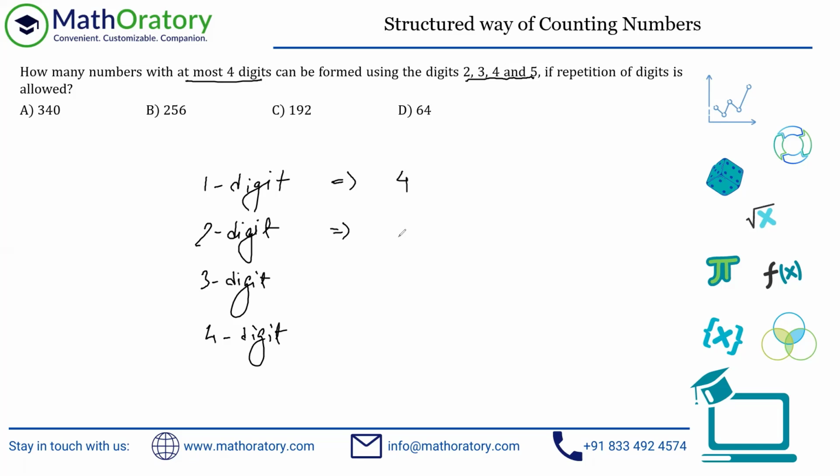For 2-digit numbers, there are 2 places out here. 1 digit will be occupying one of the places. Since repetition is allowed, each of these places can be occupied by any of the 4 digits, right? So a total of 4 square options are there. Similarly, for 3-digit, you have 3 places. Each of these can be occupied by any of the 4 digits, no restriction. So there will be 4 cube options. For 4-digit numbers, again, similarly, you can do this. There will be 4 to the power 4 options.